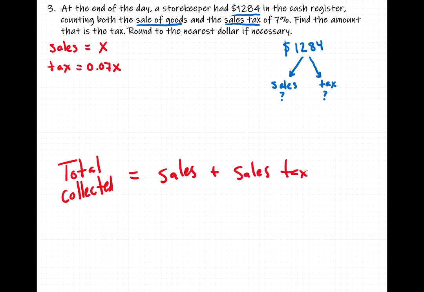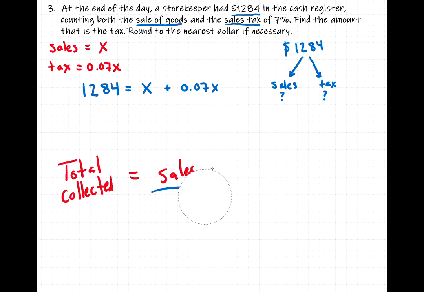All right, so let's put that into an equation. The total amount collected, $1,284, is equal to the sales, which is X, plus the sales tax, which is 0.07X. All right, so now we have an equation. Now we've basically taken the words out of the word problem, and we have an equation that's basically saying the same thing in the language of mathematics instead of the language of English. All right, so let me erase this so we have some room.